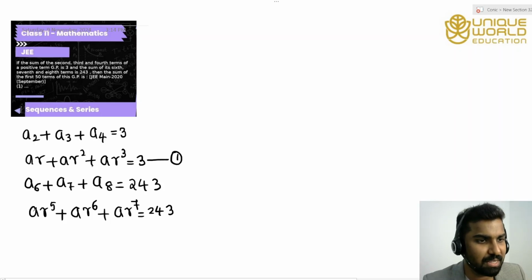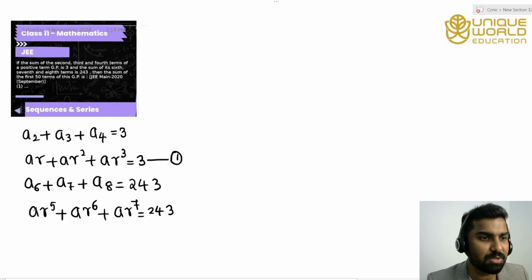From these two equations, how will I solve it? Very easily, yes, I can easily solve. If you are observing this, AR power 5, AR power 6, AR power 7, and AR plus AR square plus AR cube, the easy task, you know what?